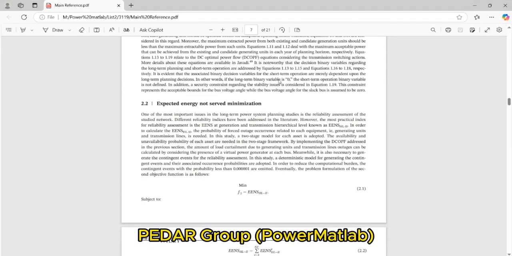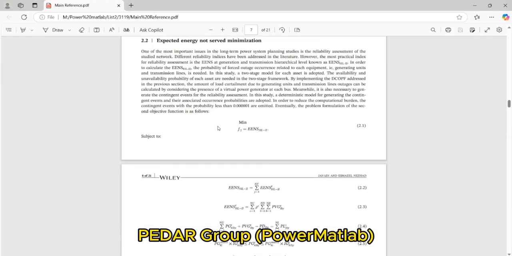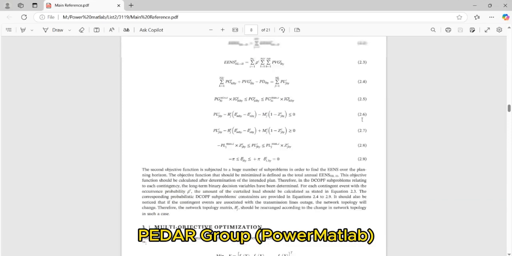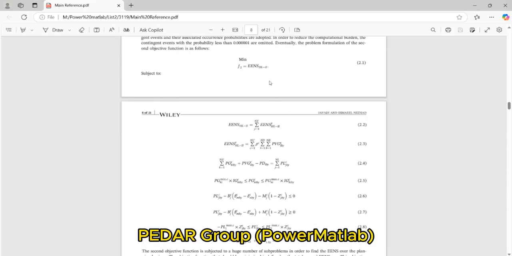The second objective function that is considered for minimization by the multi-objective method is related to the index of ENS, the expected energy not served. So the second objective function that is discussed in this paper is in equation 2.1 to equation 2.9. So you can see all of these details for the calculation of the ENS index for the second objective function here.